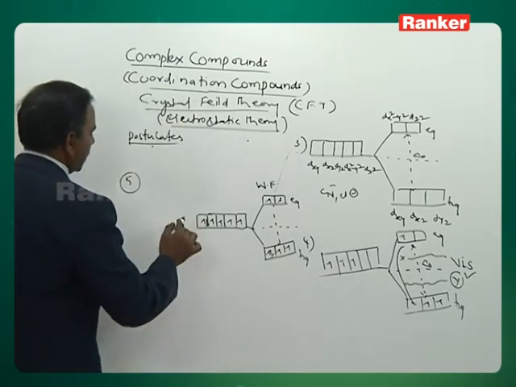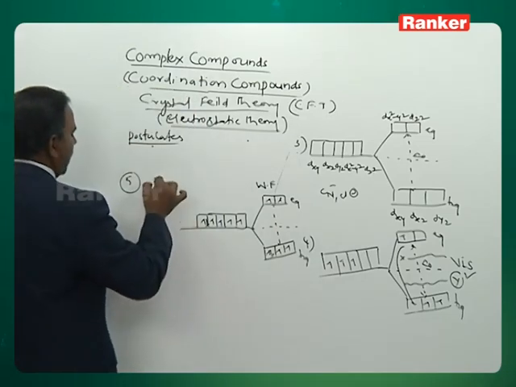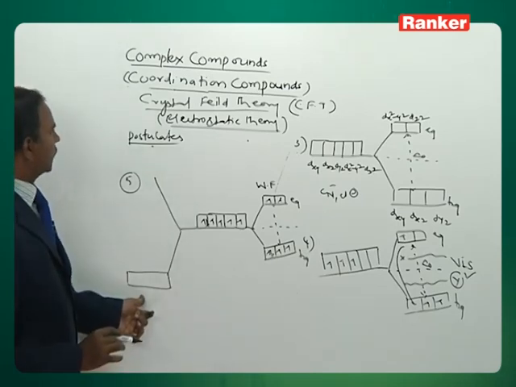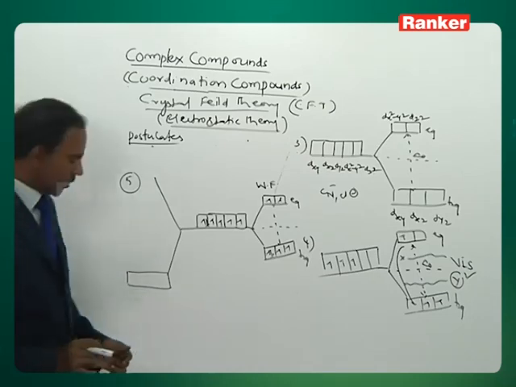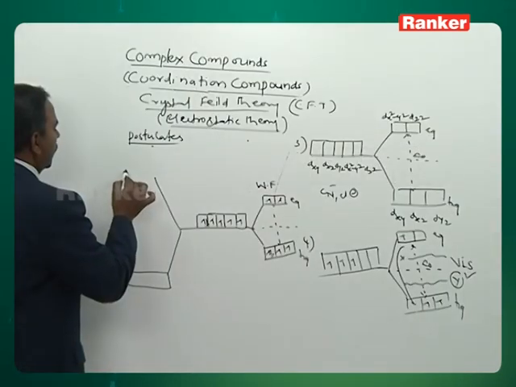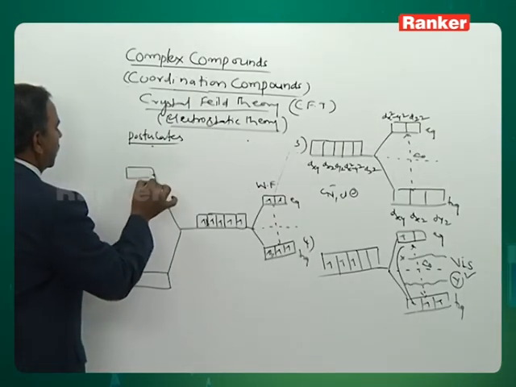Now consider a strong field ligand. Then the splitting of d orbitals is very high. With a strong field ligand, the energy difference between the lower energy level and the higher energy level is very high.